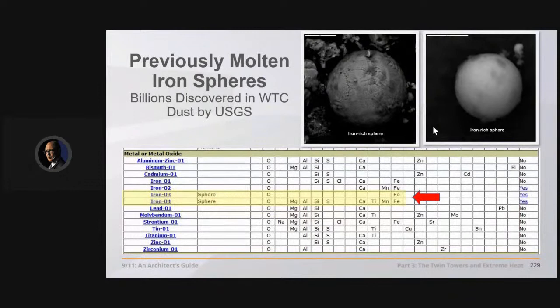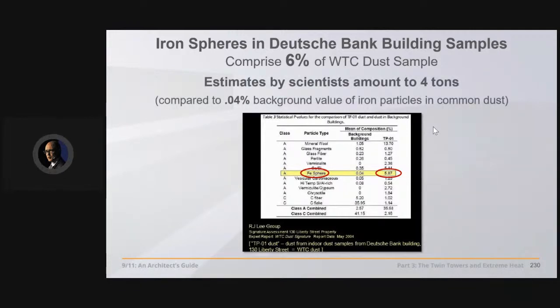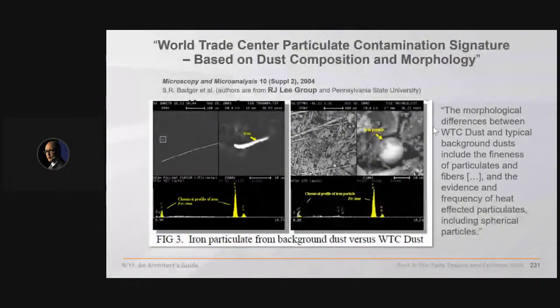They're previously molten. They're elemental iron, not steel. So we haven't used elemental iron in skyscrapers for about 100 years. Up to 6% of some of these samples are composed of what? Previously molten iron microspheres. It amounts to about up to 4 tons. Compare that to common office building dust, which has iron particles, but they're not round like you see on the right. They are all odd shapes, as you see on the left.